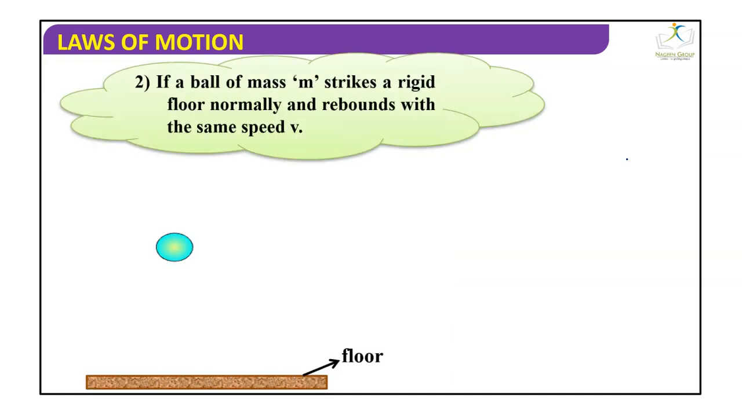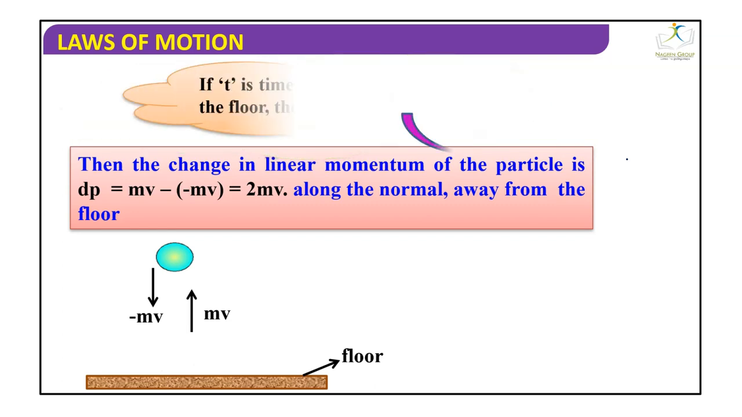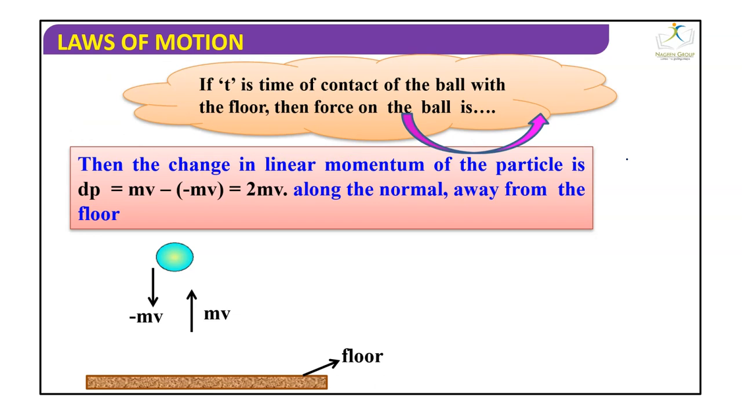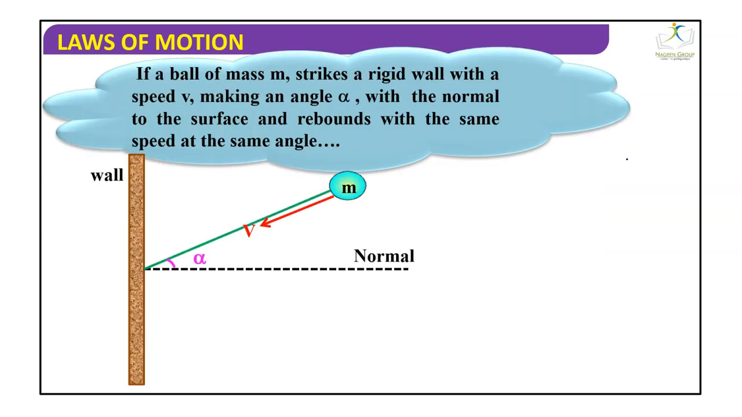Second, if the ball of mass m strikes a rigid floor normally and rebounds with the same speed v, then there is a change in linear momentum of 2mv along the normal, away from the floor. If the time of contact of the ball with the floor is t, then the force on the ball will be 2mv by t.